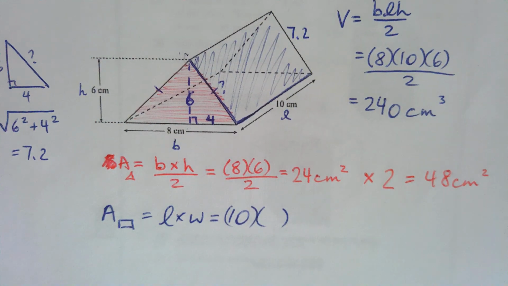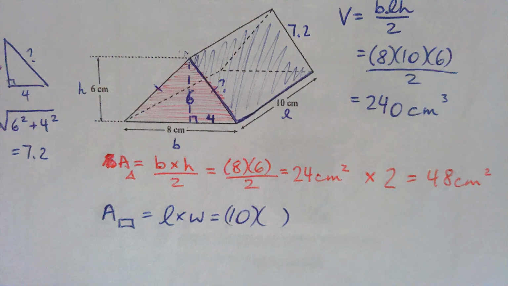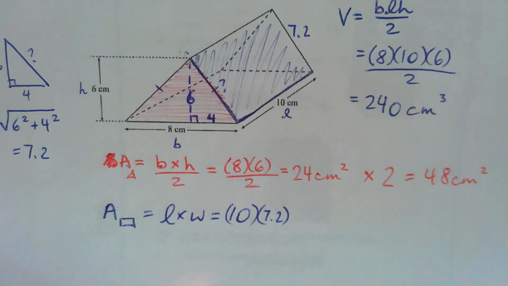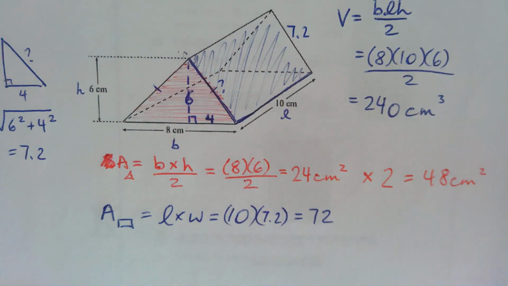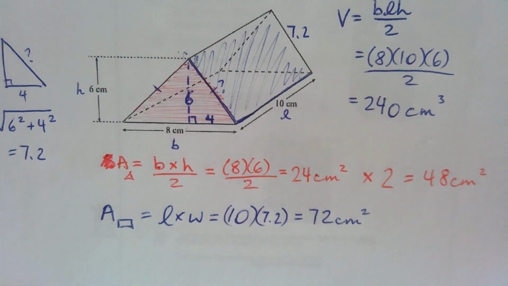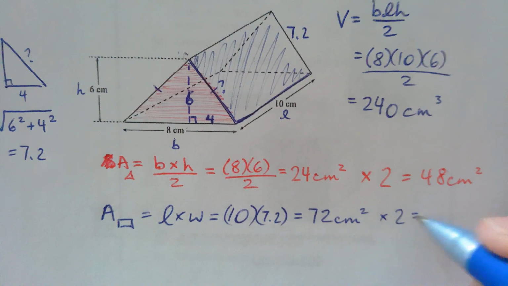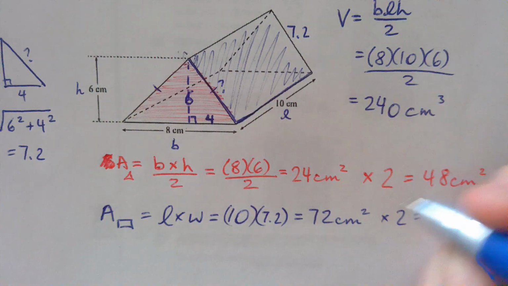If I get something like 70, I know I did something wrong. So there we go. We found the last piece of the puzzle. So I get 72 centimeters squared. How many of these rectangles do I have? 2 of them, this side and that side. So times it by 2. 72 times 2, 288.